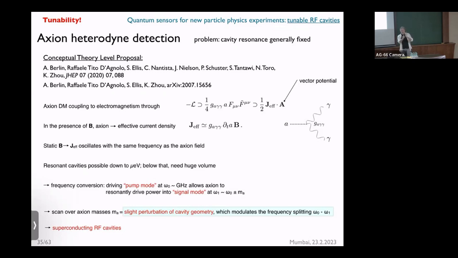And if the two resonant modes are slightly detuned from each other, then you have a driving pump mode, which is the first mode of the cavity, and a second signal mode, which is coupled to the pump mode through the interactions with the axion mass. And now, instead of trying to measure the axion directly, you measure the effect of the axion on the coupling between these two modes.